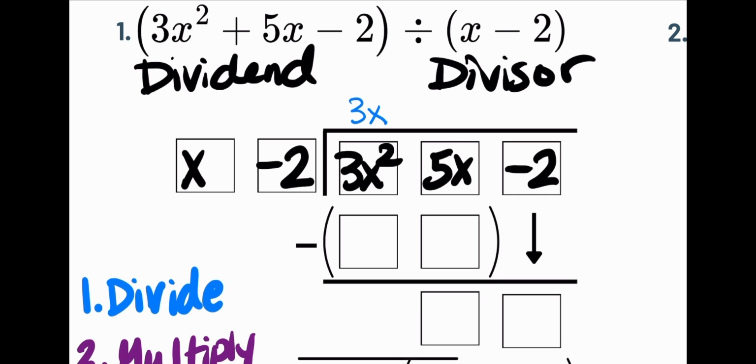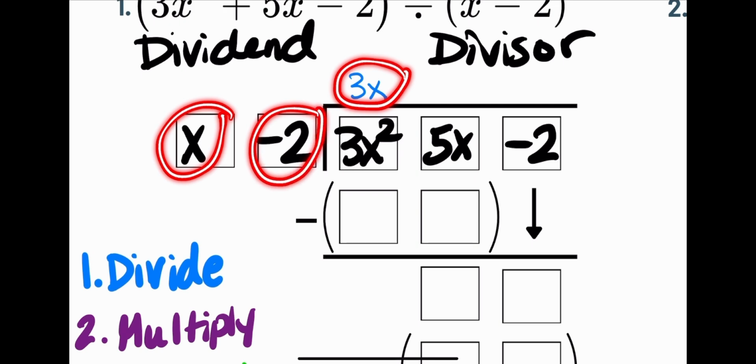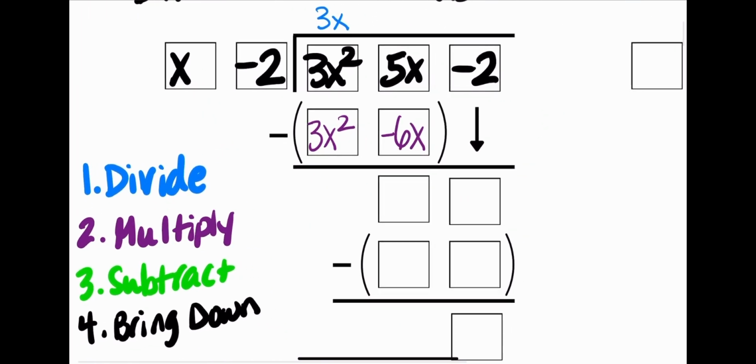On to the next step, which is multiply. So on the left, you should see the steps that we wrote down earlier. Divide, then multiply. So now, what are we multiplying though? We are going to multiply 3x times x, and then 3x times negative 2. And we'll be writing that result right here. So 3x times x is 3x squared. Then 3x times negative 2 is negative 6x.